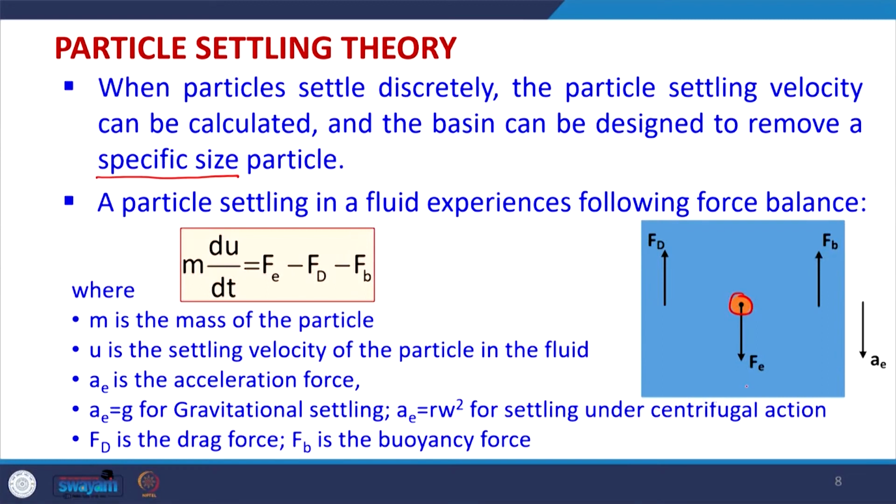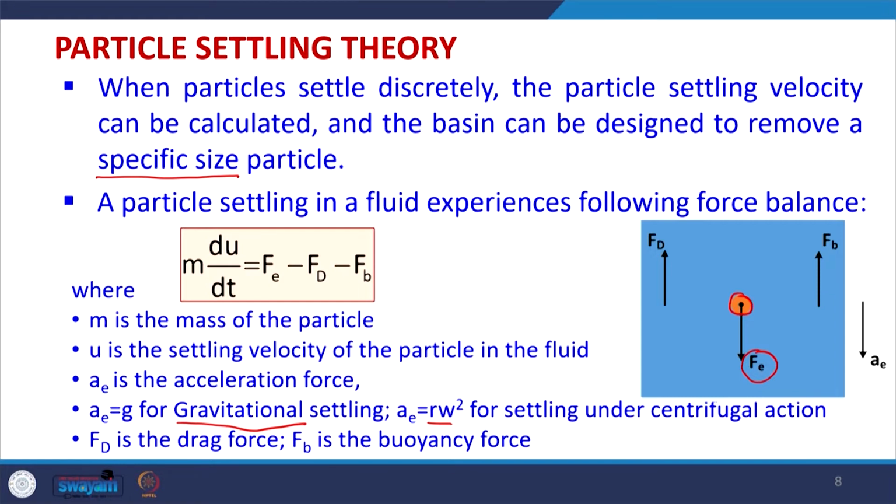Suppose there is a particle like here and it is settling down. It is going downwards, so its acceleration is towards downward. This is the force because of which it is going down, and that force may be the gravitational force. Generally we will be considering only gravitational force. It is possible that the centrifugal force may also be applied in some cases, but we are only considering gravitational force.